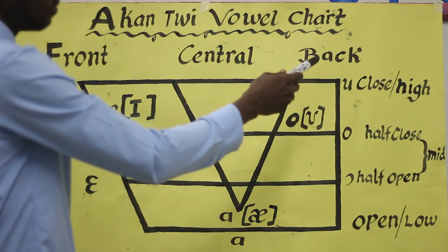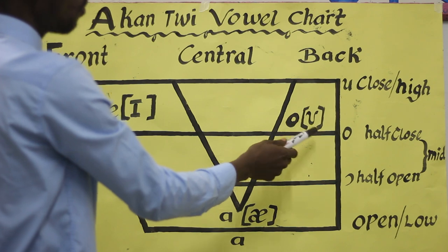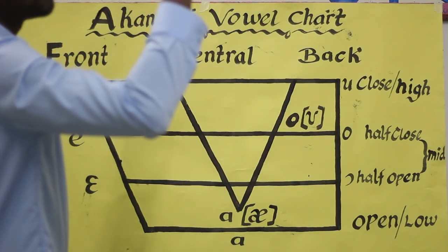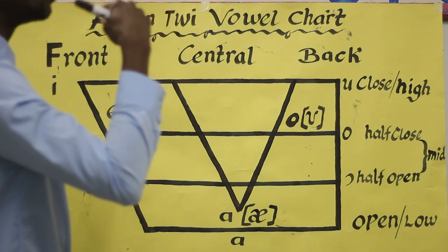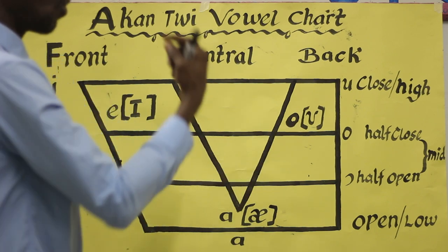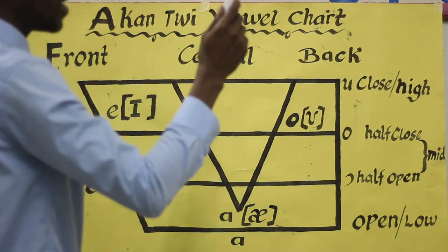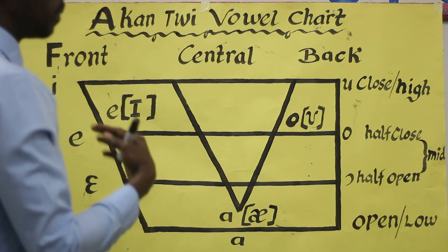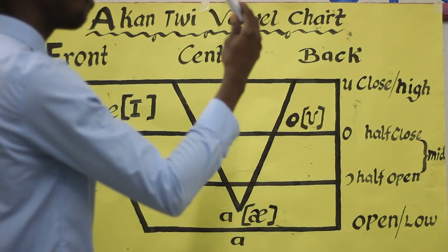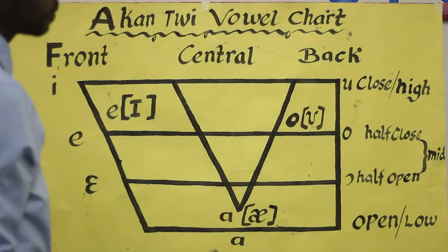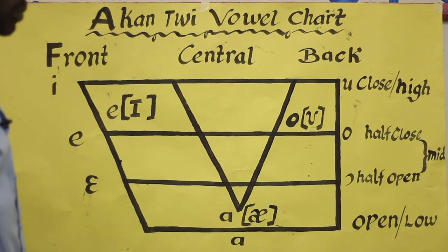And let's move to the back or the rounded vowels. We have U and O. U is more advanced. As you can see, the tongue is more advanced in producing U than O. With O, the tongue is retracted. So the U is plus advanced tongue root, and O is minus advanced tongue root. And finally, we have O and O. O is also plus advanced tongue root, and O is minus advanced tongue root.